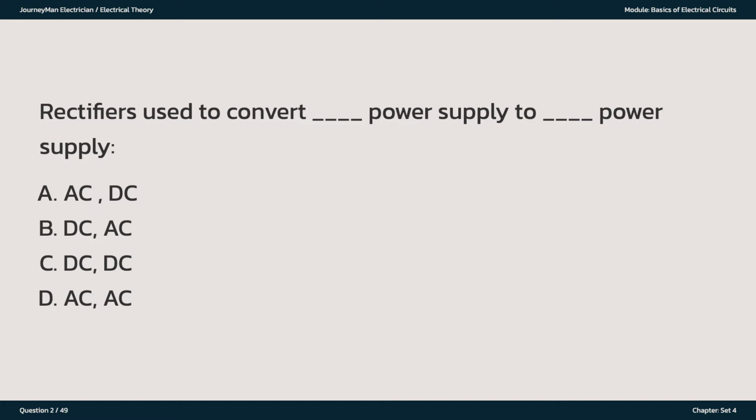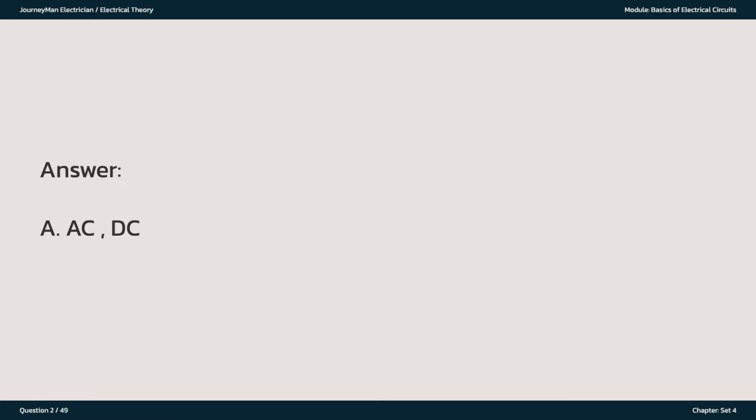Rectifiers are used to convert dash power supply to dash power supply. A. AC, DC. B. DC, AC. C. DC, DC. D. AC, AC. The answer is A. AC, DC.